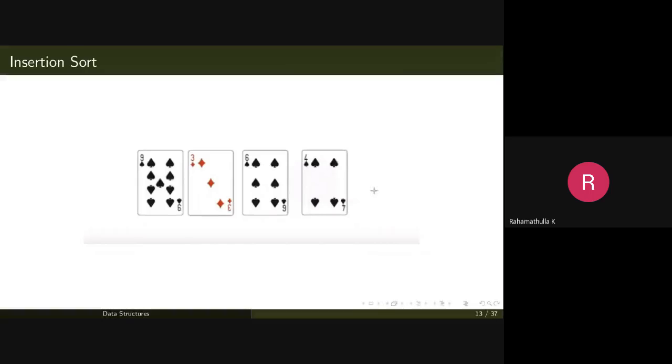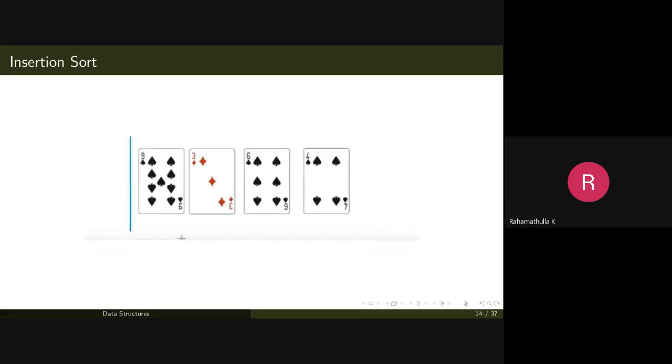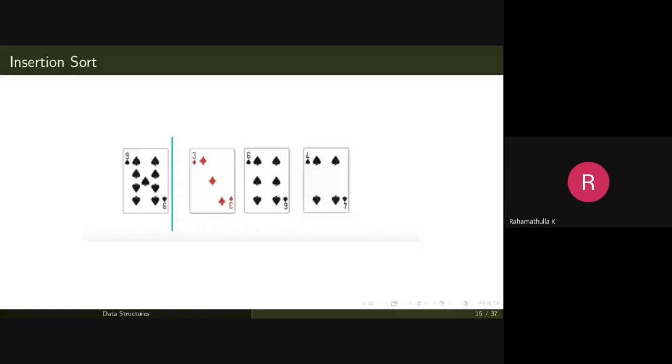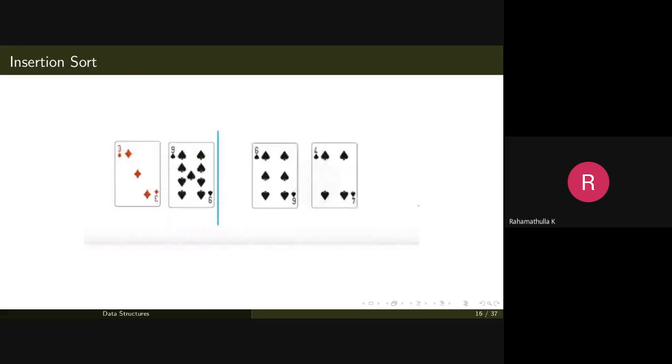So initially the boundary will be like this, that there is nothing in the sorted part, and the entire elements are in the unsorted part. Then you take the first element and you transfer it into the sorted part. Because there is only one element, there is no need to compare anything, so you just transfer it into the sorted part. So the left part of the boundary is sorted and the right part of the boundary is unsorted. Next 3 is taken and it is inserted in its correct position, before 9, so that the left part is again sorted and the right part is unsorted.